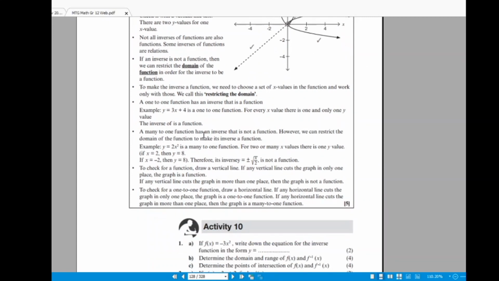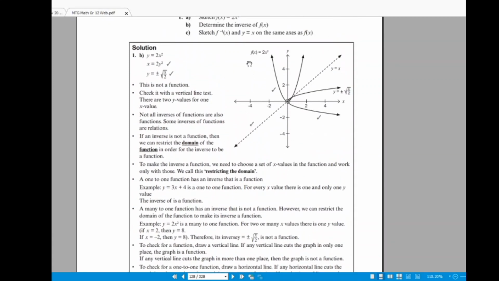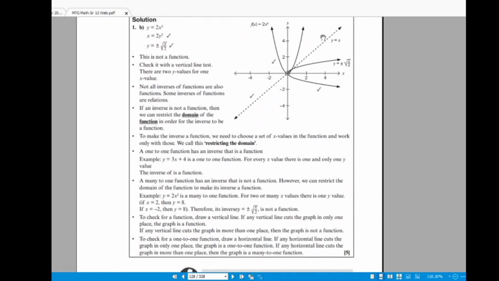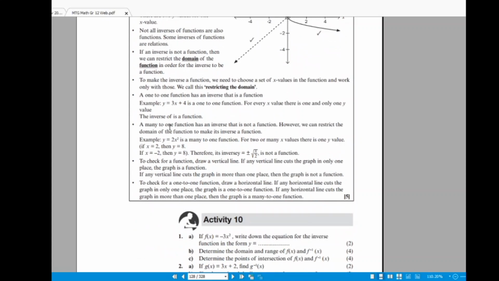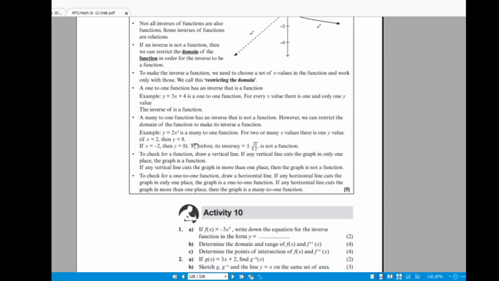And then a many-to-one function has an inverse that is not a function. An example of that is the parabola. This is a many-to-one function and its inverse is one-to-many, which means it fails the vertical line test. So in order for this to be a function, we restrict the domain of the original function, right? However, we can restrict the domain of the function to make its inverse a function, okay?